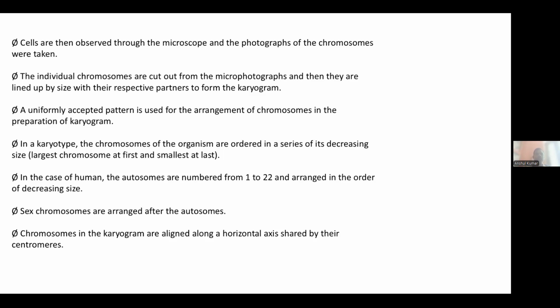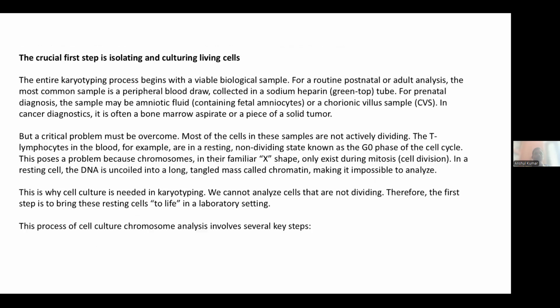In the case of humans, the autosomes are numbered from 1 to 22 and arranged in the order of decreasing size. Sex chromosomes are arranged after the autosomes. Chromosomes in the karyogram are aligned along a horizontal axis shared by their centromeres. The crucial step is isolating and culturing living cells.